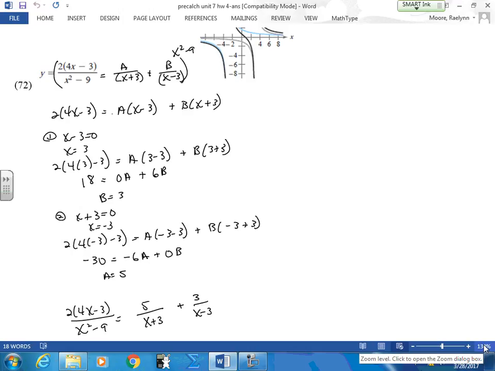Okay, again, get rid of that denominator. Just be careful on the left-hand side because you're going to substitute. If you want it distributed first before you do substitution, that's fine. You okay with these?